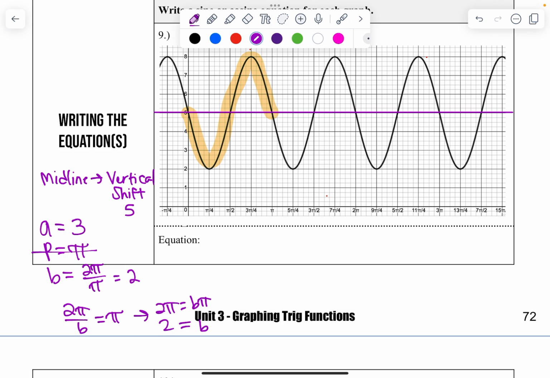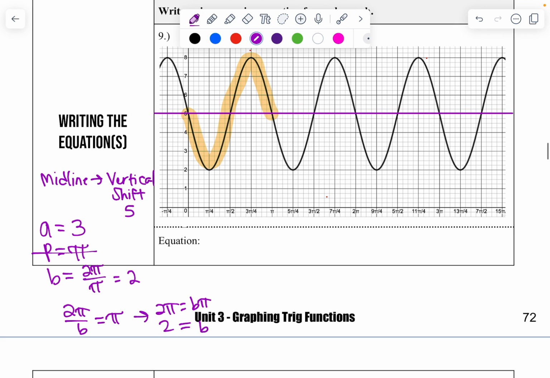All right. So also, I see that we start at the midline, but then we come down to a minimum. So we're going to make it a negative sine function. So we're going to say y equals -3, the negative to reflect it, and then the amplitude of 3, sine, our b value is 2x, because there's not a phase shift here, and then plus 5.